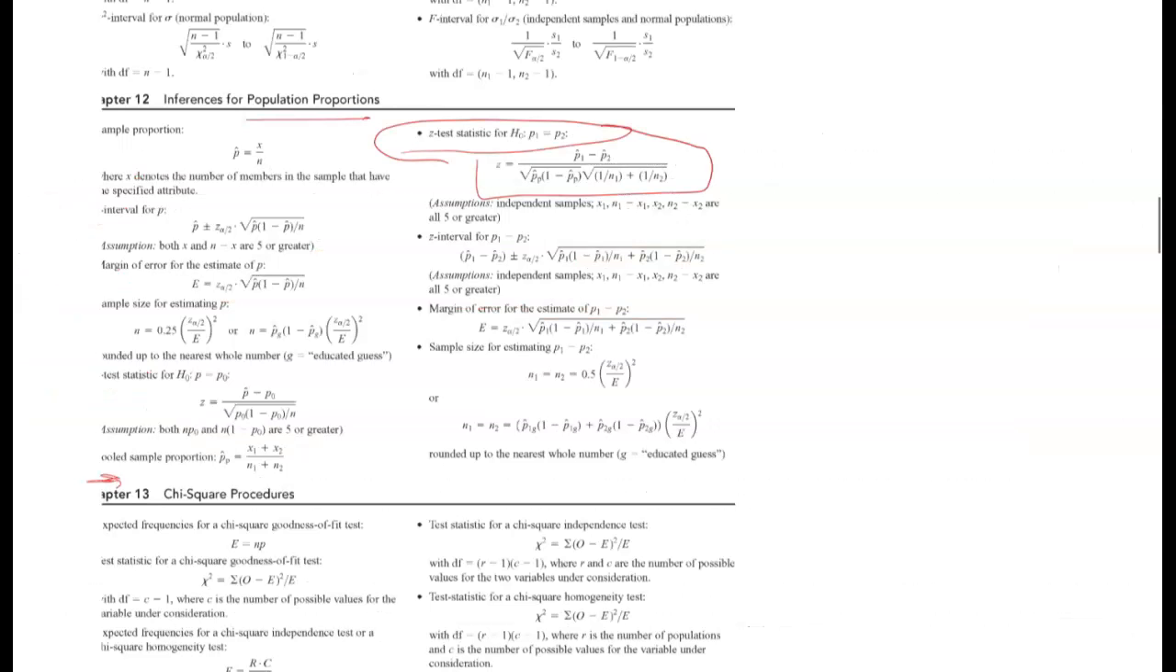So again, you go back to your formula sheet. Oh yeah, here it is. This is the one with two populations. We're going to subtract them. We're going to do the pooled times 1 minus the pooled, take the square root of that, and then the 1 over n1 and 1 over n2.